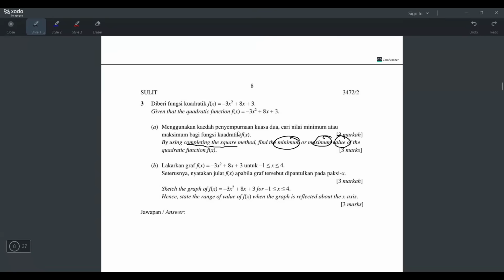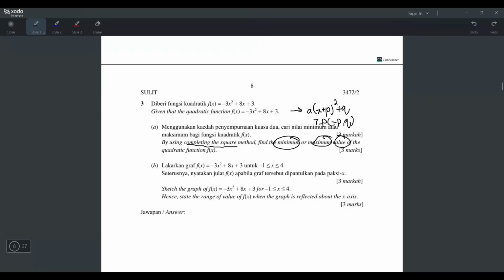So first thing first, when we do completing the square, we can change our function to vertex form. Vertex form looks like this: a(x plus p) squared plus q, right? And after you change to vertex form, you can determine your turning point, right? So your turning point will be (negative p, q). It means this value right here will tell you the x coordinate, but you have to change sign, and then this value will give you the y coordinate.